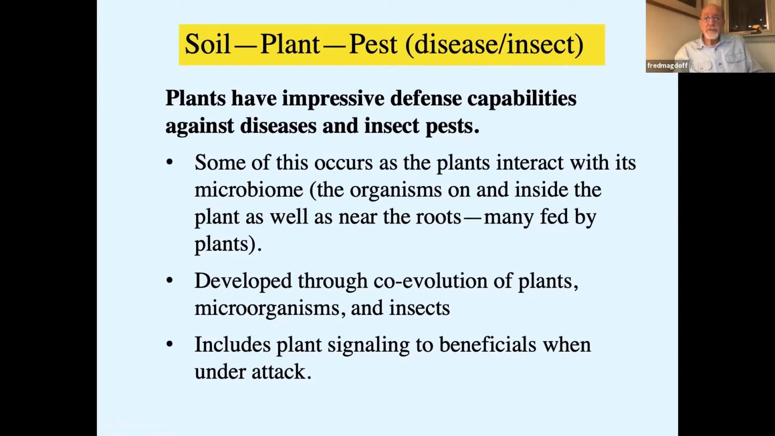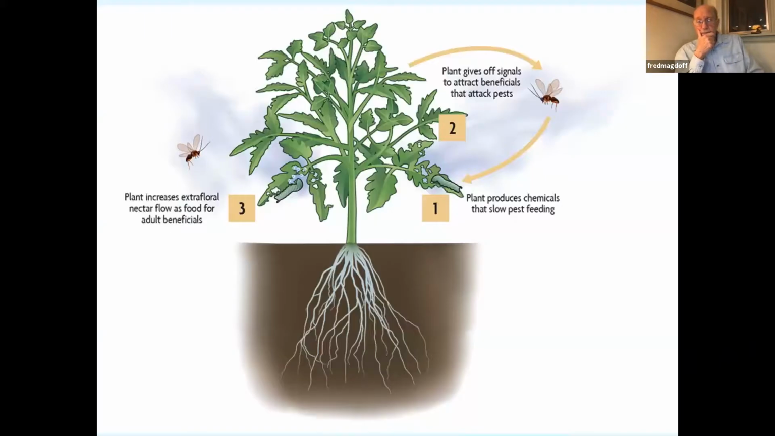So you've developed through coevolution of plants, microorganisms, and insects some of these defense capabilities. And this includes plants signaling to beneficials when they're under attack. And that's the next slide, which is also from the book. If you look at number 1, you can see that near the number 1, just above it, there's a tomato hornworm caterpillar. If you've ever grown tomatoes, you may have run across these guys. They're nasty, and they can grow quite big.